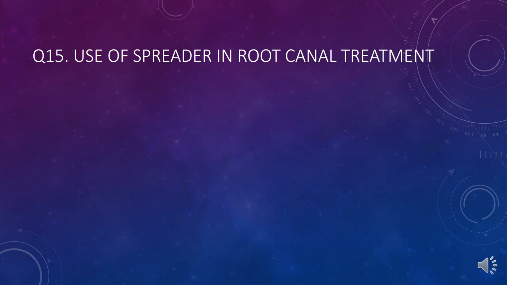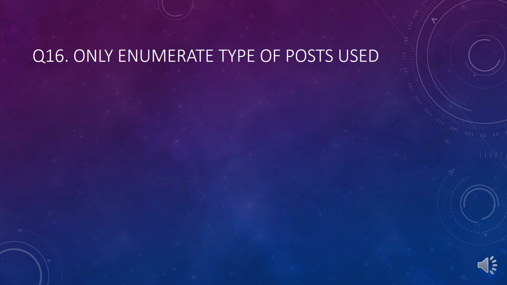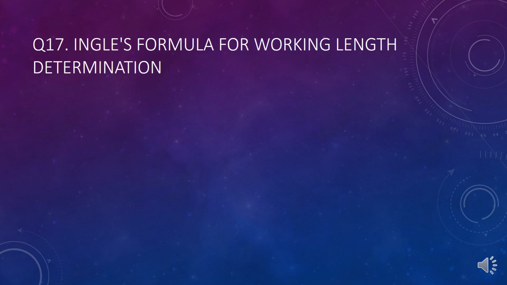Next question is the use of spreader in root canal treatment. A spreader is used in RCT to laterally compact and adapt gutta-percha within the root canal space, ensuring a tight seal and preventing reinfection. Next question is to enumerate the type of posts used. Types of posts used in endodontics are prefabricated metal posts, custom cast metal posts, and fiber reinforced composite posts.